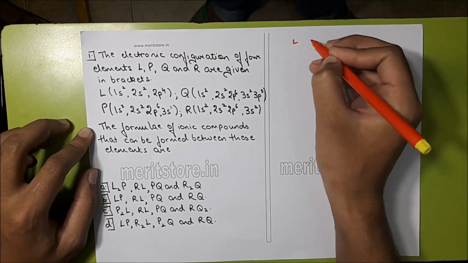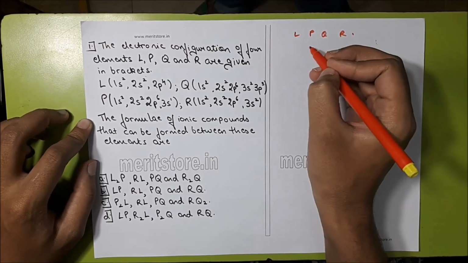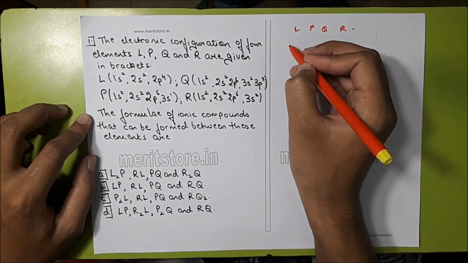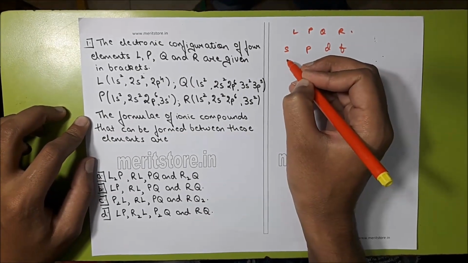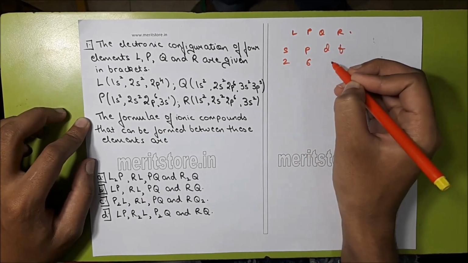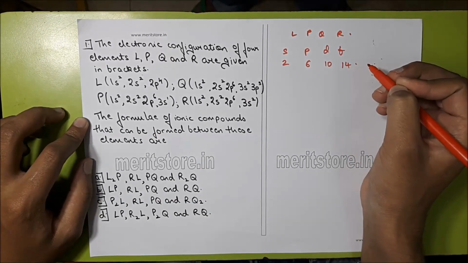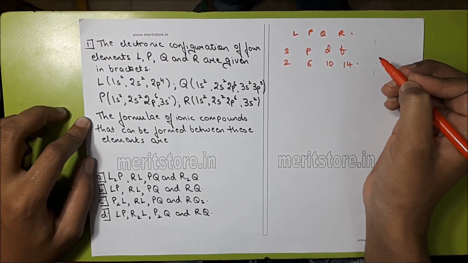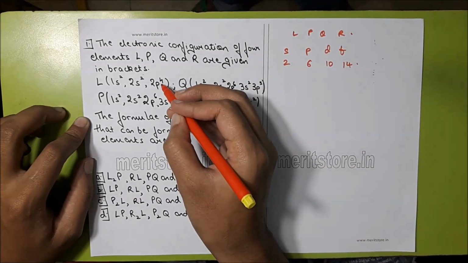So 4 elements L, P, Q and R. Each element has different orbitals. There are 4 orbitals: S, P, D and F. S orbital can accommodate 2 electrons, P can accommodate 6, D has 10 and F has 14 electron capacity. So of all this, to complete its octet, P needs 6 electrons. So here L has 4 electrons.